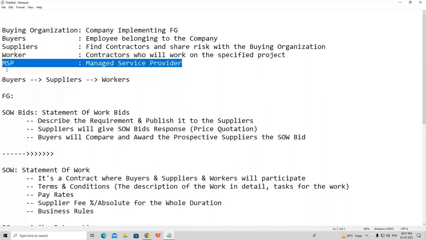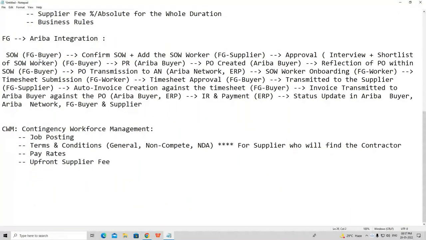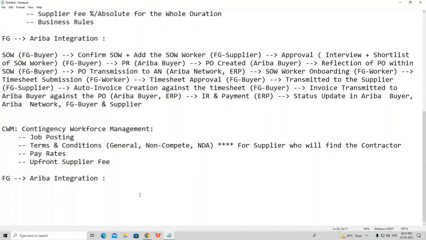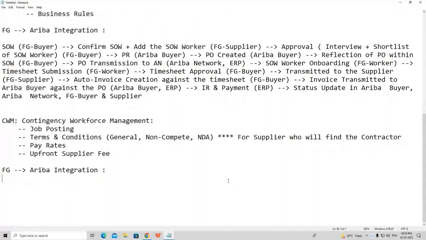Now, in contingent workforce management, here also FG-Ariba integrations will come into the picture. So please don't expect that here you don't have integration. There is an integration and we'll understand it, but after a break. So we will take a break for 10 minutes. After the break, we will understand how contingent workforce management integration with Ariba comes into the picture. Yeah, we will have a look at it and understand it also. Okay, so let's take a break over here, guys, and after the break, we will continue with our session. Thank you, guys. Let's take a break.